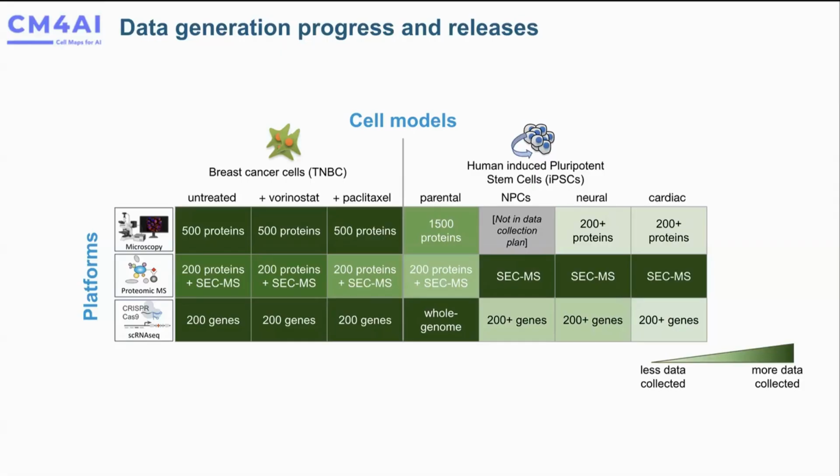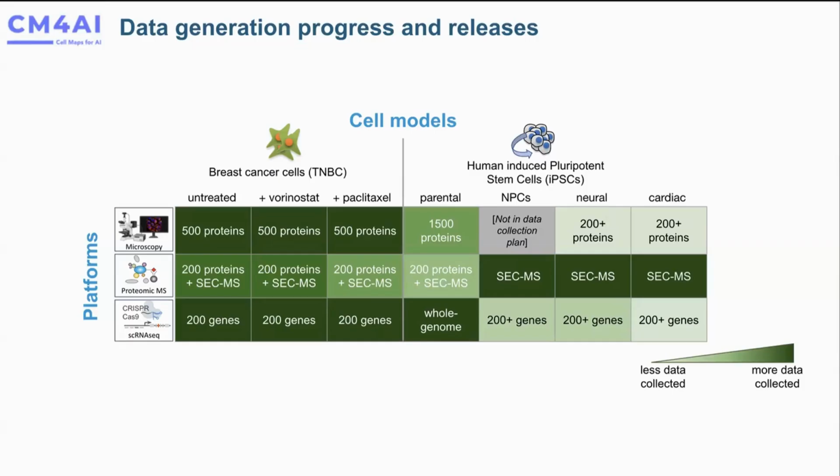And the colors of the boxes indicate our progress towards total data collection. So as you can see, the breast cancer cell lines are nearly complete in terms of data collection across all of the modalities. And we're well on our way towards collecting data in the iPSCs, both in the parental state, which we've done quite a deep dive in, as well as some of the differentiated states that Trey mentioned.